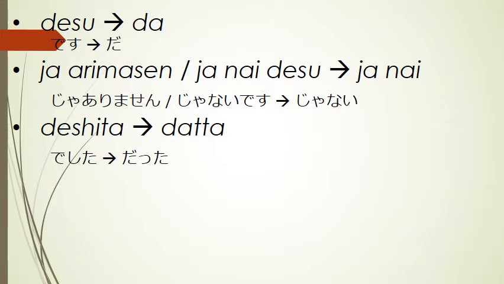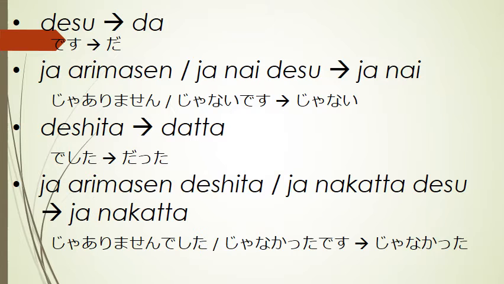Then there's positive past tense. In desu/masu form, this is deshita. In short form, it's datta. And finally, we have negative past tense. In desu/masu form, this would be ja arimasen deshita or janakatta desu. In short form, this would be janakatta.